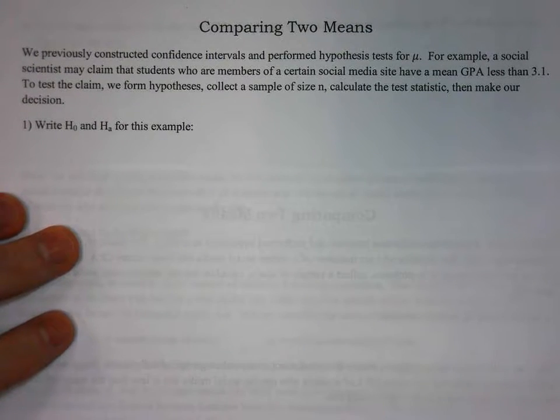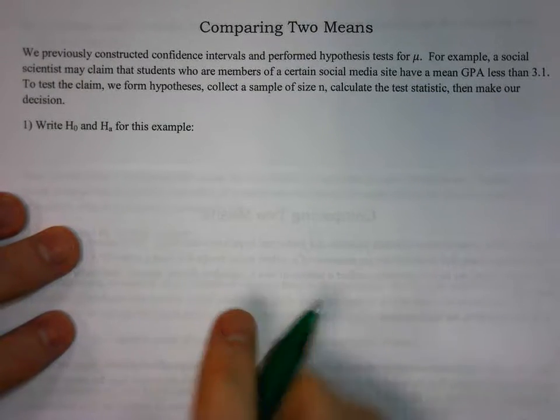So what we'll look at in this video is comparing two means. We previously constructed confidence intervals and performed hypothesis tests for mu. For example, a social scientist may claim that students who are members of a certain social media site have a mean GPA less than 3.1. To test this claim, we form a hypothesis, we collect our sample of size n, we calculate our test statistic, and then we make our decision. Okay, so that's back from previous topics.